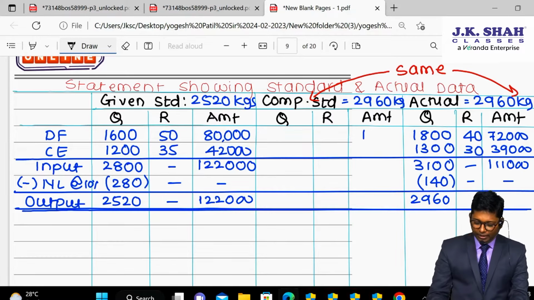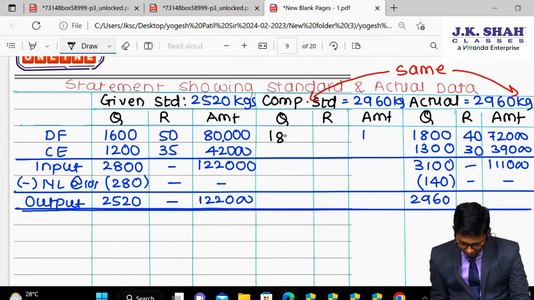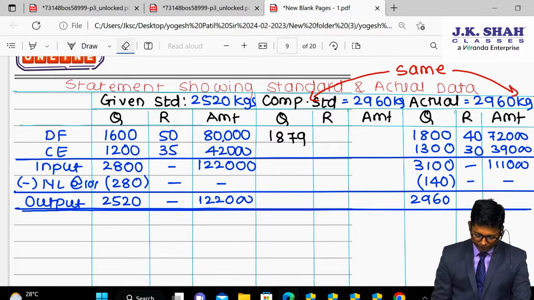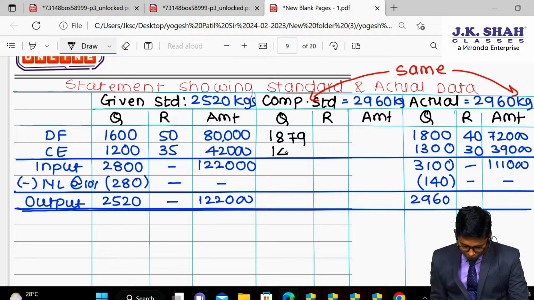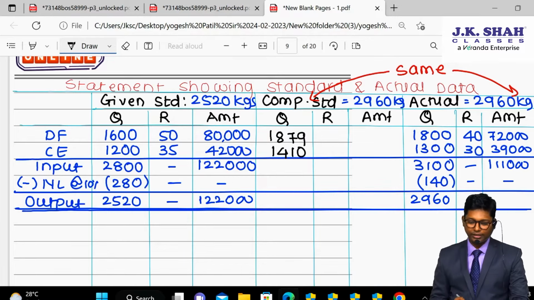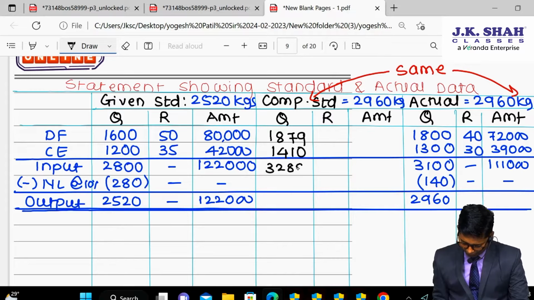1600 is quantity into 2960 divided by 2520 equals to 1879 approximately. Check your calculation. Then 1200 into 2960 divided by 2520 will give you 1410 quantity rounded off. When you add this 1410 plus 1879, you are going to get 3289 and our output is 2960.